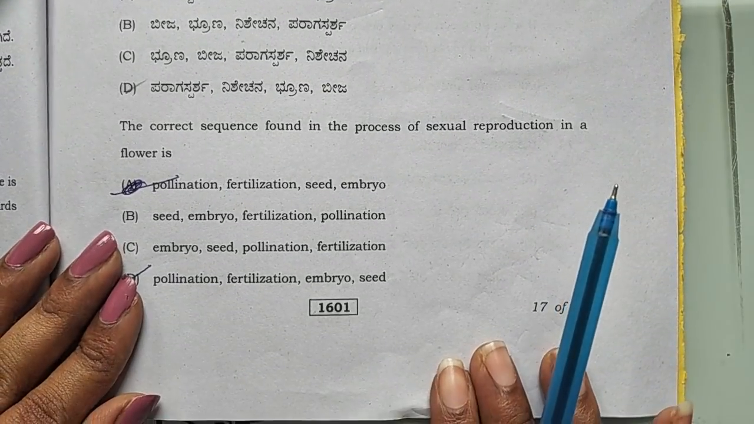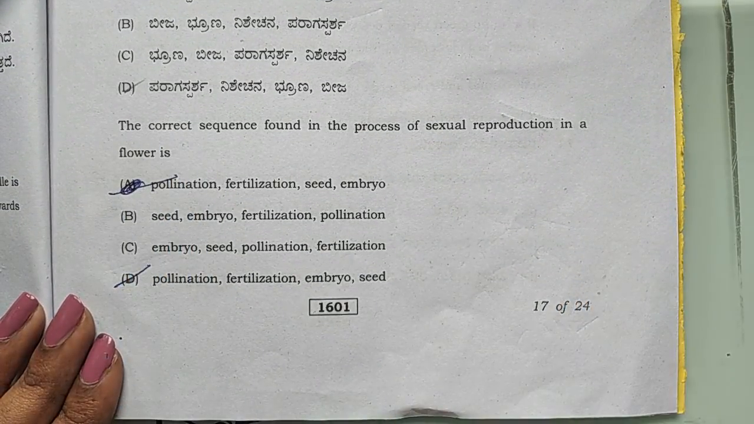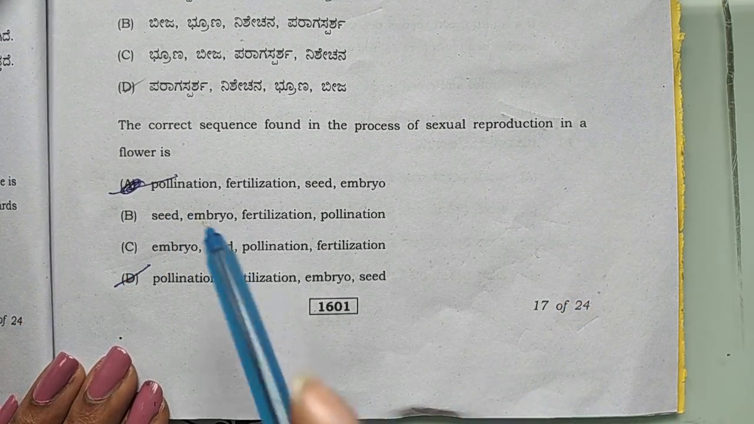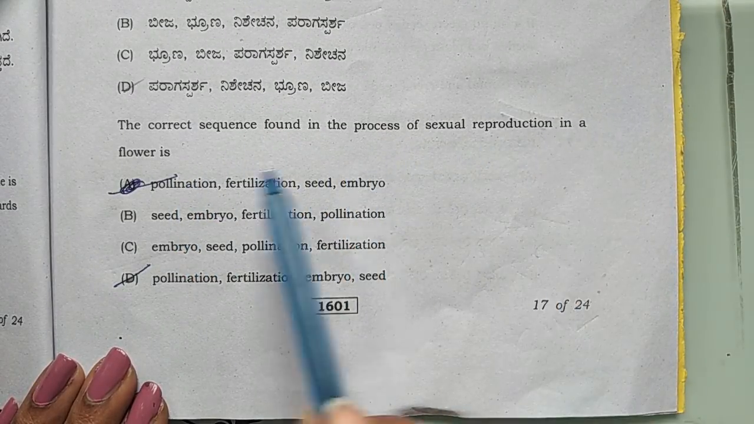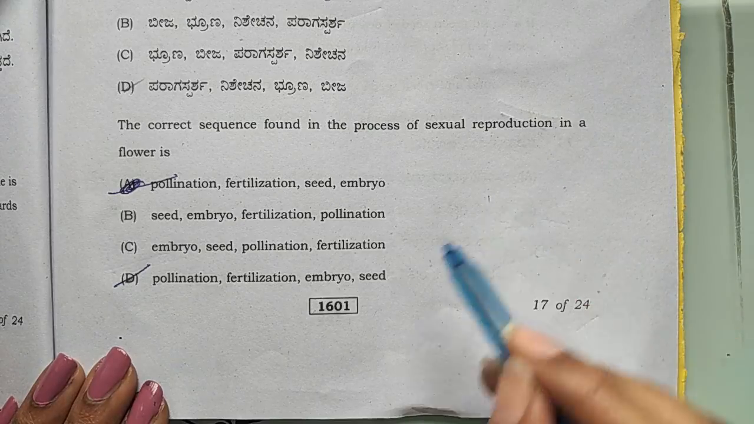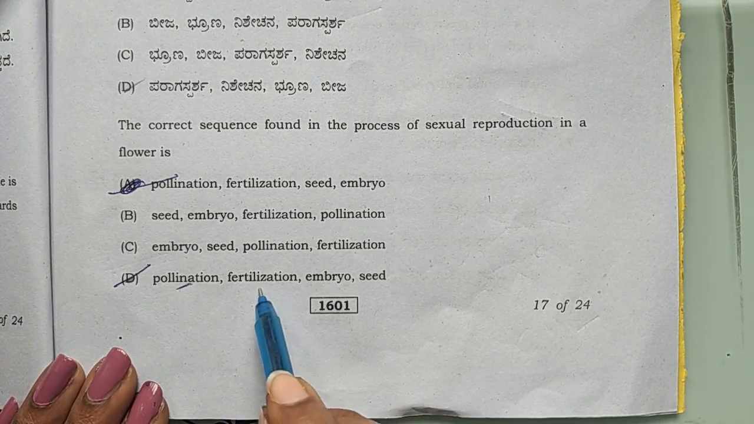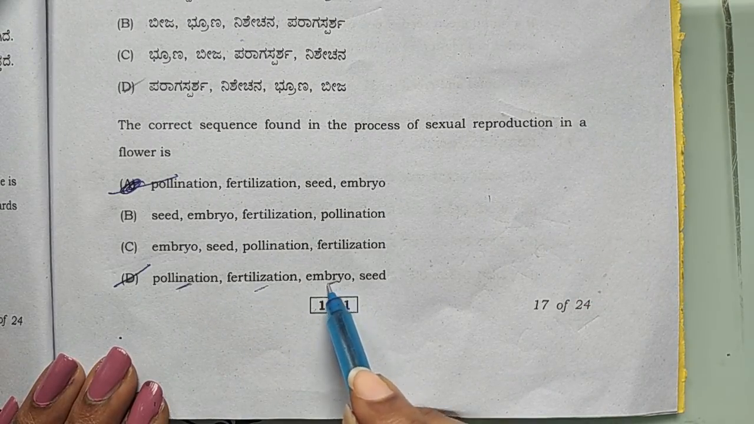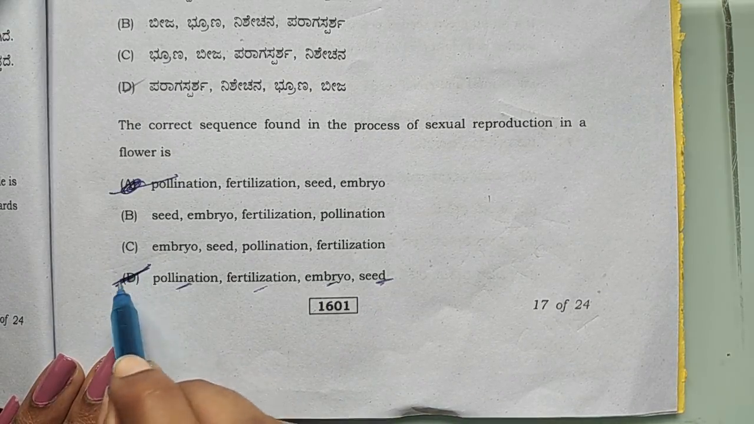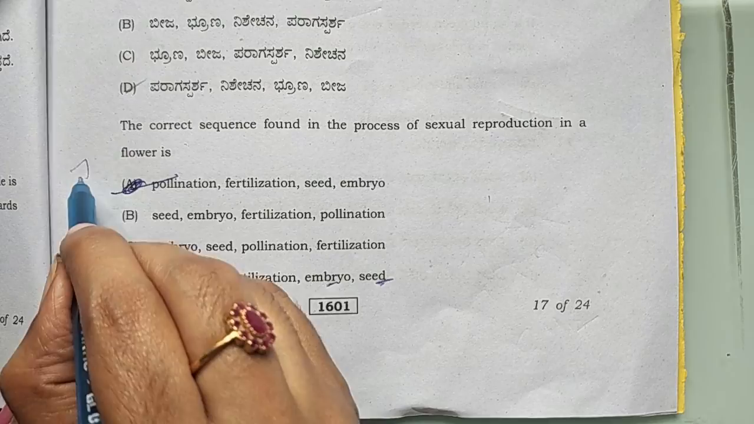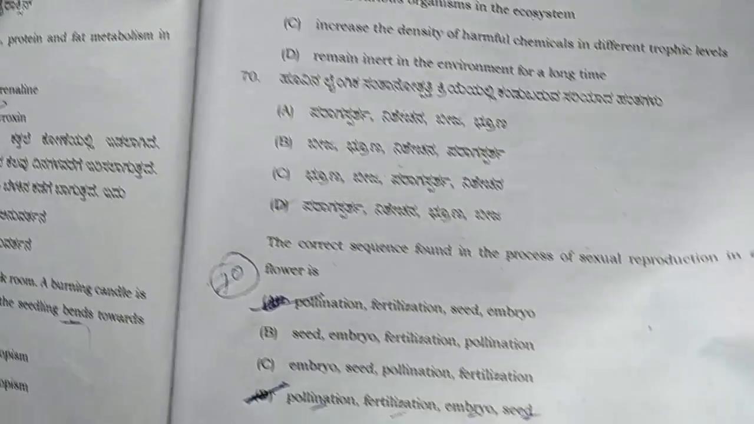The 70th question, you can observe, is also a question from the model question paper itself. The correct sequence found in the process of sexual reproduction in a flower is: first pollination takes place, later fertilization, after that the embryo is formed, and finally seed formation takes place. So option D is the correct answer for the 70th question, right?